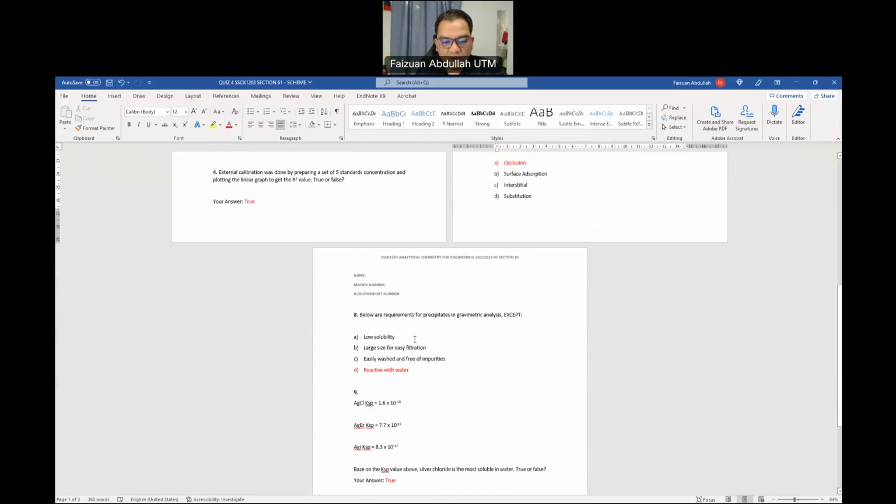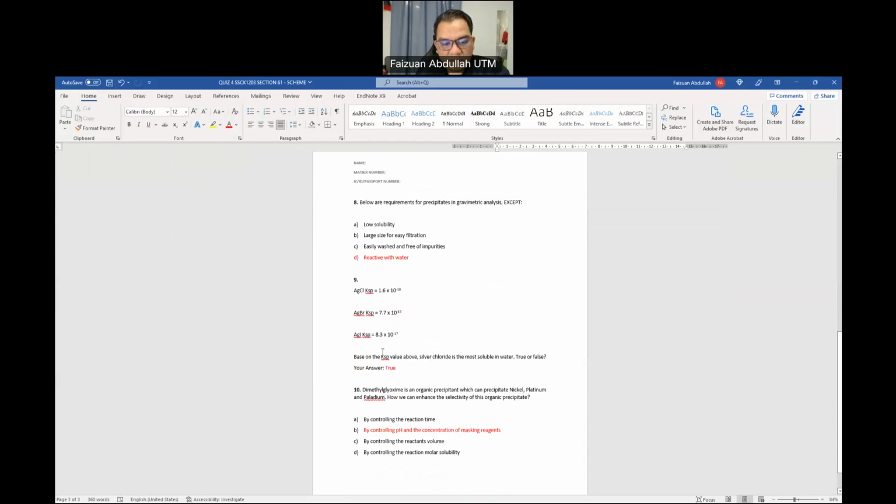So number 8, below are requirements for precipitate in gravimetric analysis, except, of course, we don't need the requirement of being reactive with water. If it is reactive with water, we cannot wash it with water. So the precipitate that we must get is not reactive with water, so that it is easy for us to wash.